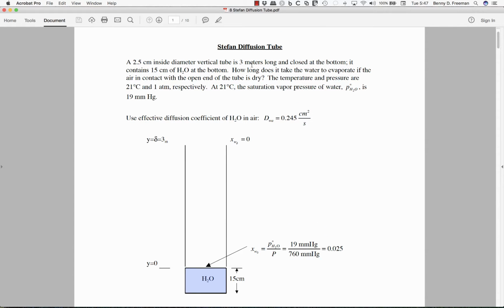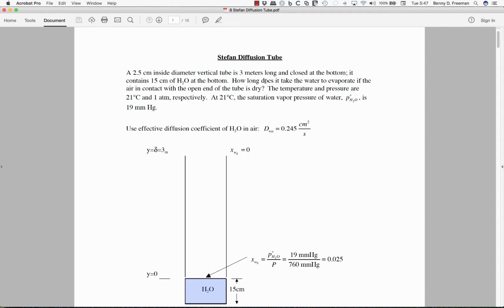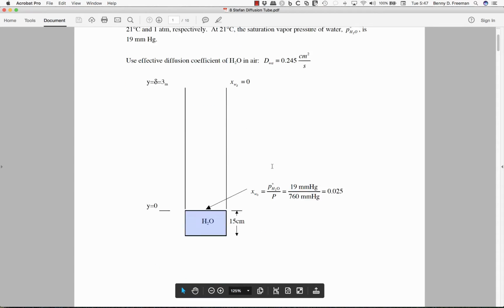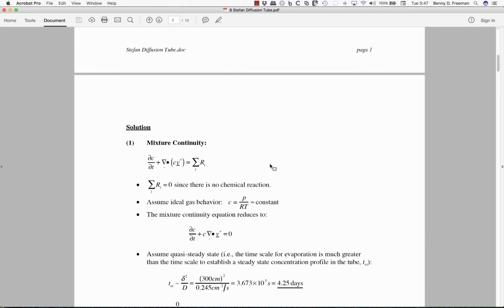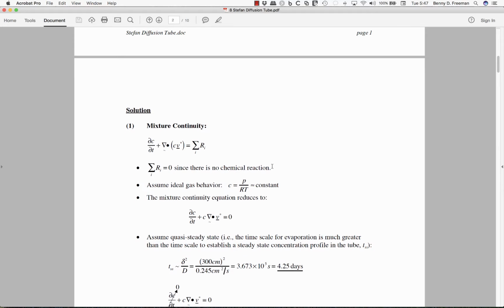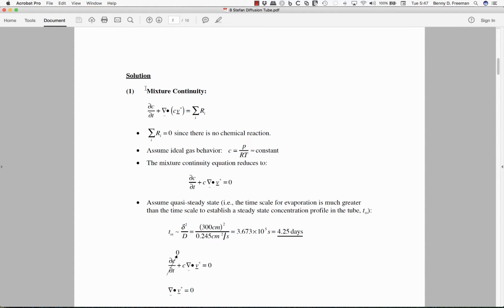And it turns out it's going to be a surprisingly long period of time, and that's basically because the tube is quite tall, and we don't allow any sort of convective mixing inside the tube. Diffusion alone under these circumstances, diffusion of water through that gas phase, is actually a very slow process, as we're about to see. Okay, that sets the basic conditions of the problem.